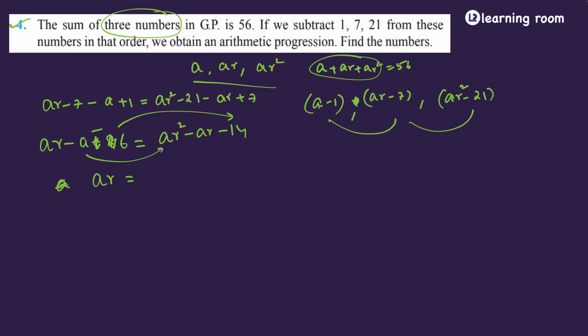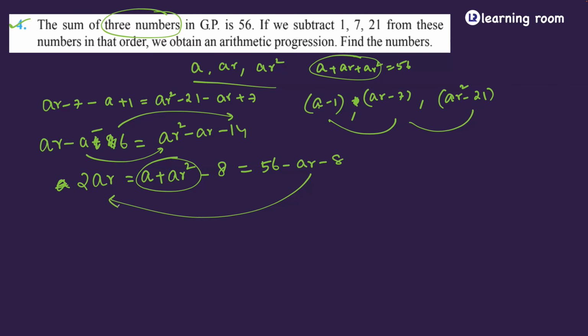So I'll take this A to the other side. So it will be A plus AR square minus AR. If I bring it to the left hand side, it is going to be 2AR minus, how much did you say? Minus 8. Now tell me one thing. What is A plus AR square? It is 56 minus AR. So it is 56 minus AR minus 8. So minus AR will again come to the left hand side. It will be 3 times AR is equal to 56 minus 8 is 48. So this will cancel this. So AR is 16.